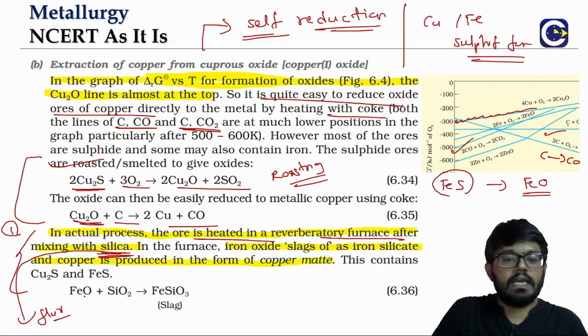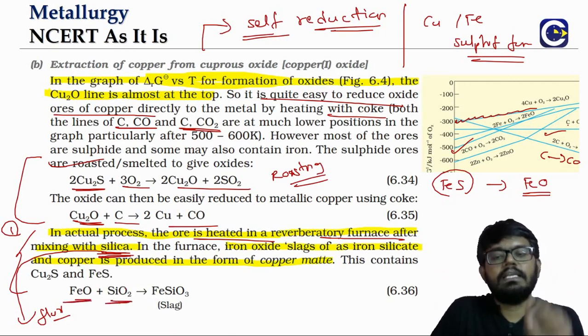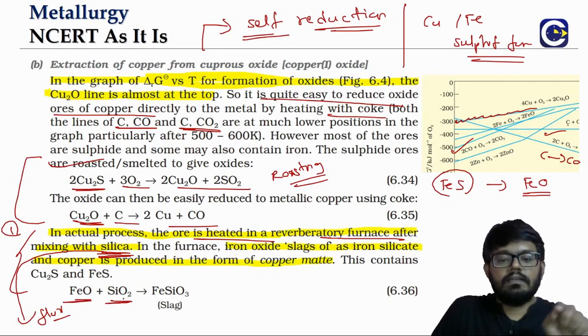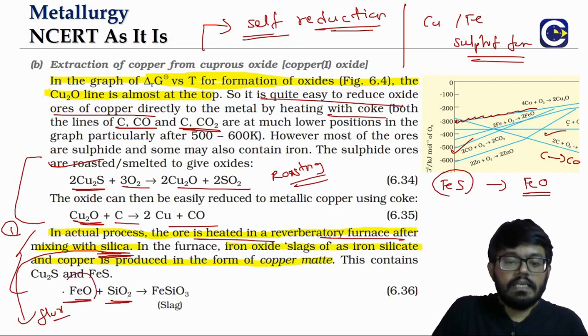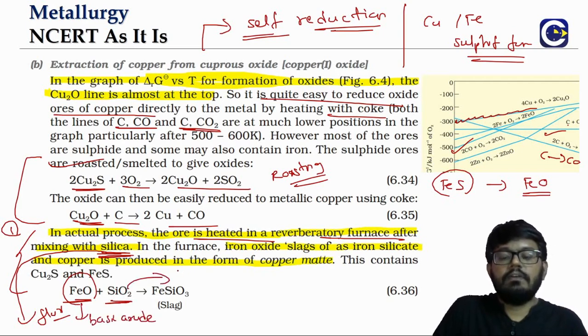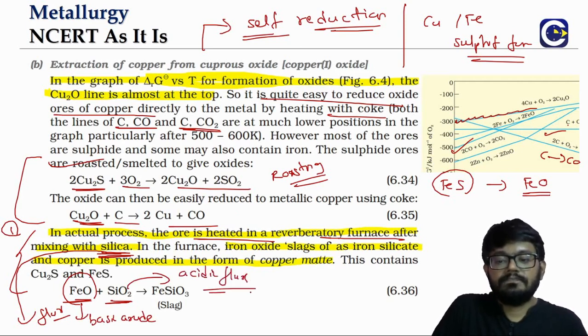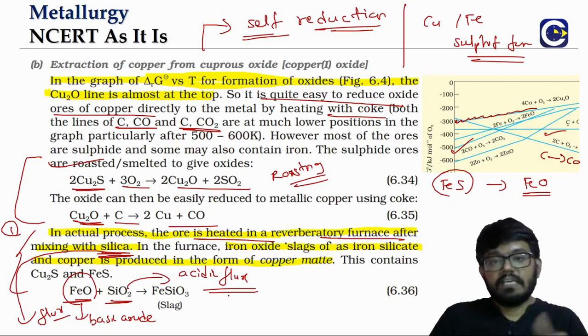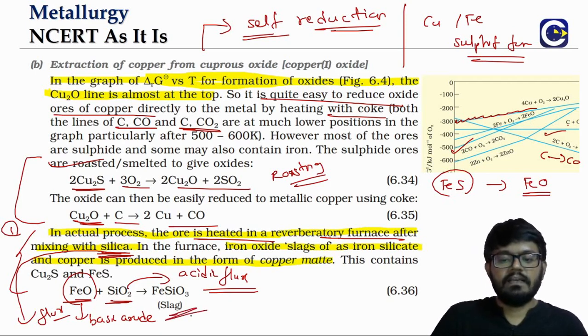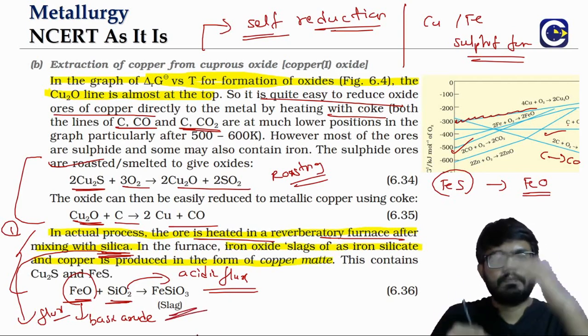And I'll tell you what the use of this silica is. Iron oxide is formed, and the iron oxide will be reacting with the silica. So the silica flux here is reacting with iron oxide, which is a basic oxide. That is the reason why we call silica an acidic flux. Remember, in the iron extraction we used a basic flux. In copper extraction we are using what? Acidic flux. Here, what is the slag? FeSiO3, which will separate out.